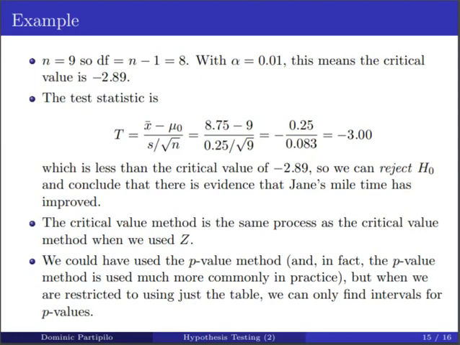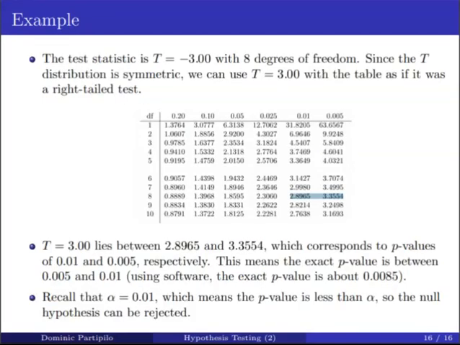So the critical value method, as we see up here, is the same process as the critical value method when we're using Z. But where we run into problems is when we're using the p-value method. And we could have used the p-value method, and in fact, the p-value method is what's used more commonly in practice. But when we're restricted to using just the table, we can only find intervals for p-values. So here's an example of what I'm talking about here.